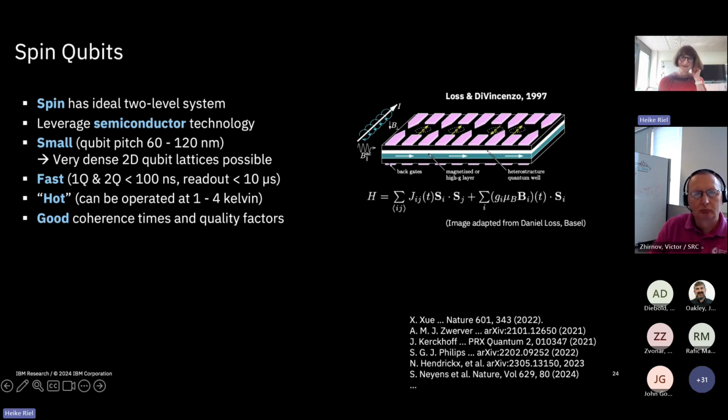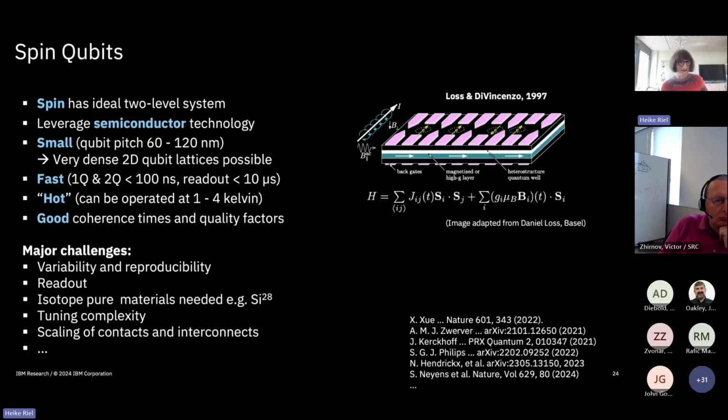You may be able to operate it hot, which in this case means not at millikelvin but at Kelvin. And they also reach meanwhile good coherence times and quality factors. And this is based on the first proposal, which was made in 1997 by Daniel Loss and David DiVincenzo. And the major challenge which this field right now has is you need really very small devices, because you need to come to one electron in your quantum dot or qubit, that you can create a qubit, which you then have to control, etc.